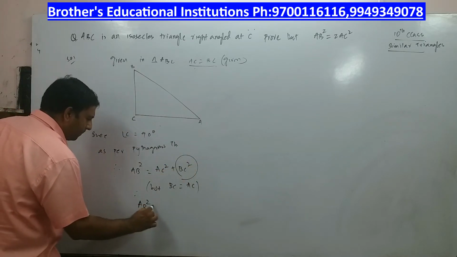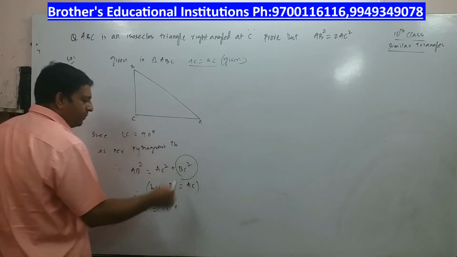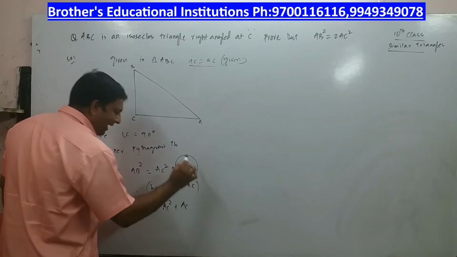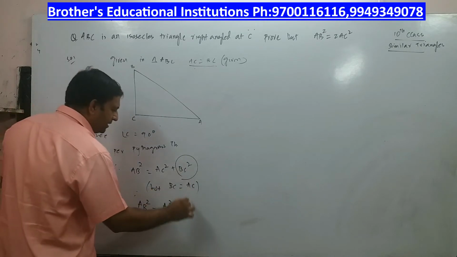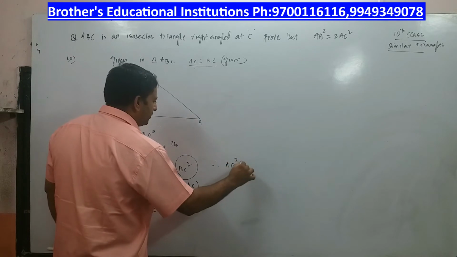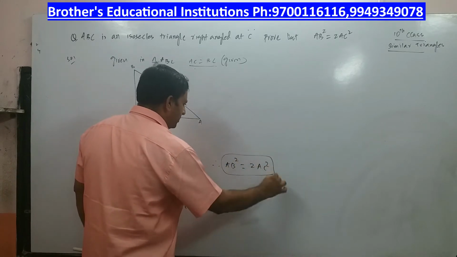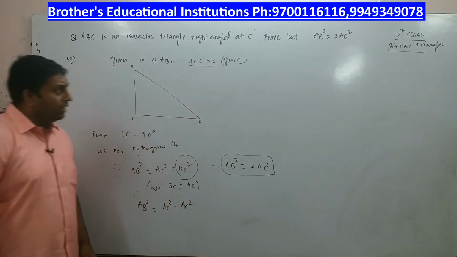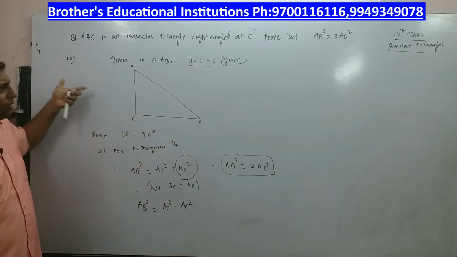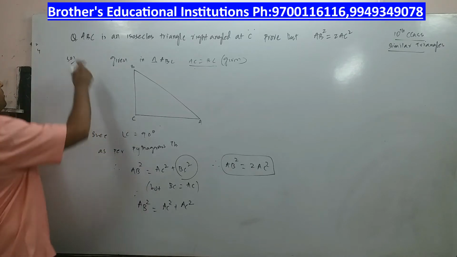AB square is equal to AC square plus, what is BC equal to? AC. So instead of BC, I will write AC. So AC square. So therefore, you will write AB square is equal to 2 times AC square. Hence proved. So I want you to pause the video and copy. Are you done with it? Okay. Now we'll go for the next problem.